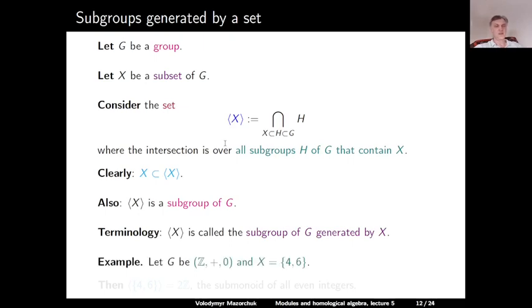For example, if we consider the group of all integers and take X to be the set consisting of the two integers 4 and 6, then the subgroup of G generated by these two elements coincides with the group of all even integers.